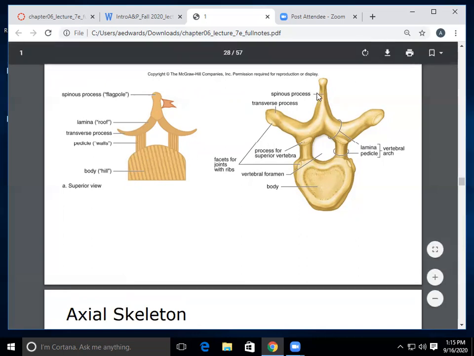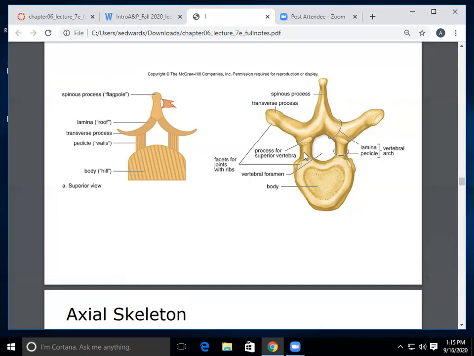So here's a spinous process, a transverse process, it's your lamina up here, your pedicles, right? Your body. Again, facets are just places where you have connection with some other bone. Here's your vertebral foramen for the spinal cord. Right, your lamina and your pedicle together make up what we call vertebral arch. If you think about it, it looks like an arch.